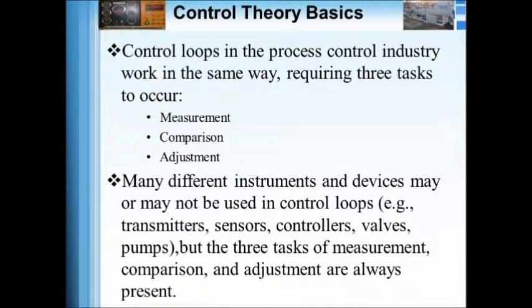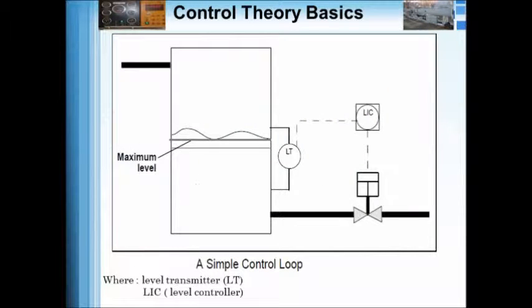Many different instrument devices may or may not be used in control loops, like transmitters, sensors, and so on. This is a simple control loop example. In this example, we see a level controlling system using a level transmitter.